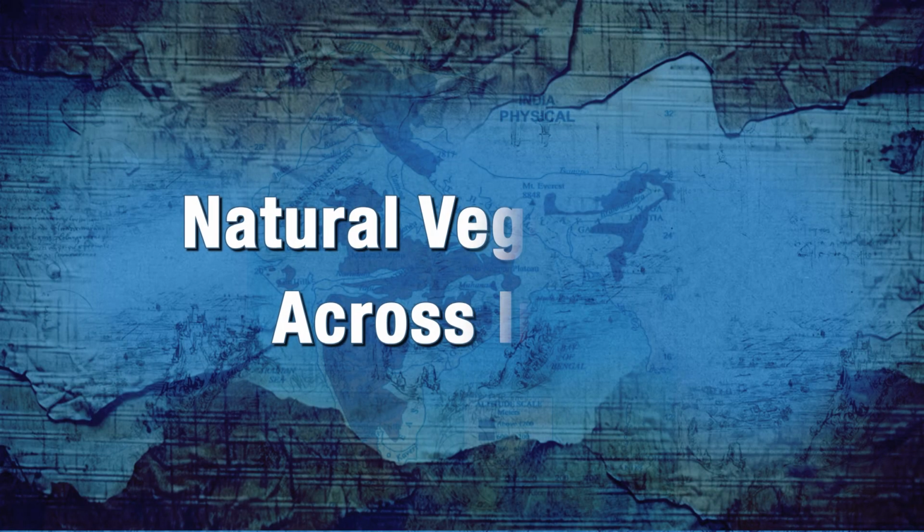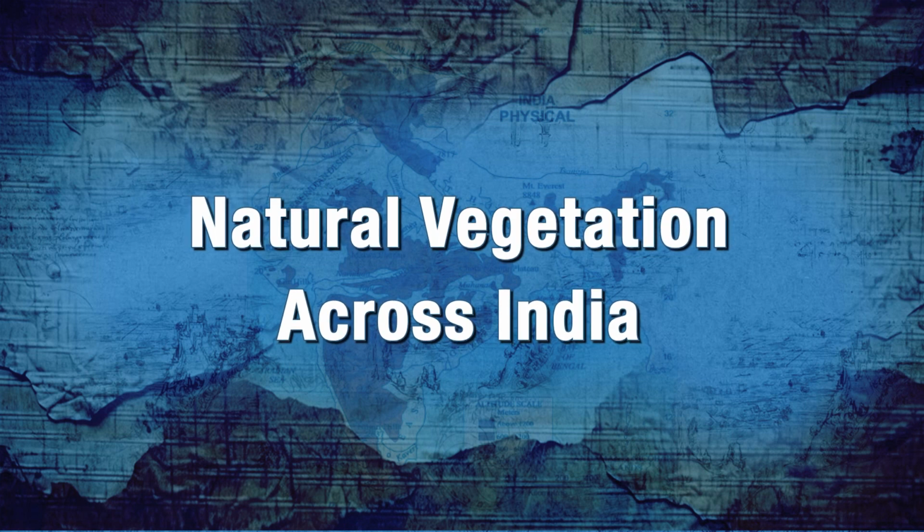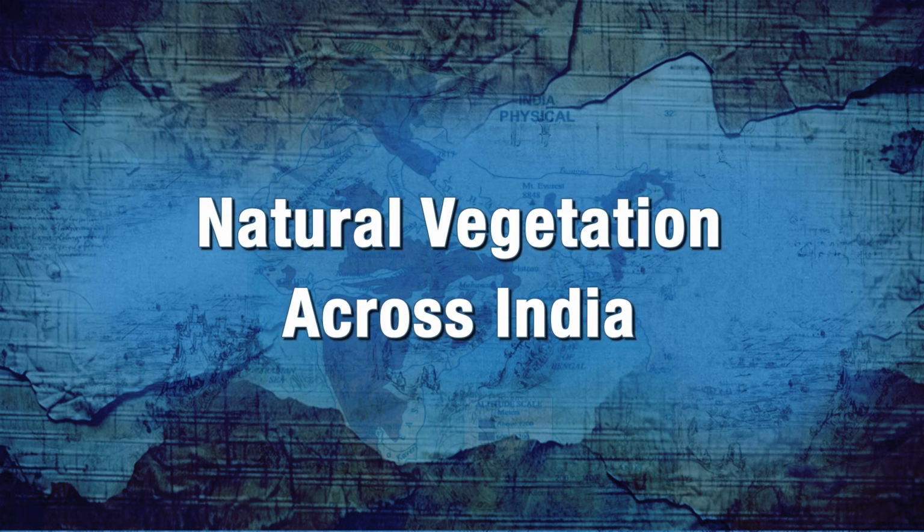Today, we are diving into the diverse and rich tapestry of natural vegetation across India. Our country's varied climatic conditions, topographies and soil types create a range of unique vegetation zones. We will explore the lush rainforest of the Western Ghats, the arid desert of Rajasthan, the dense mangroves of Sundarbans and the alpine meadows of the Himalayas.